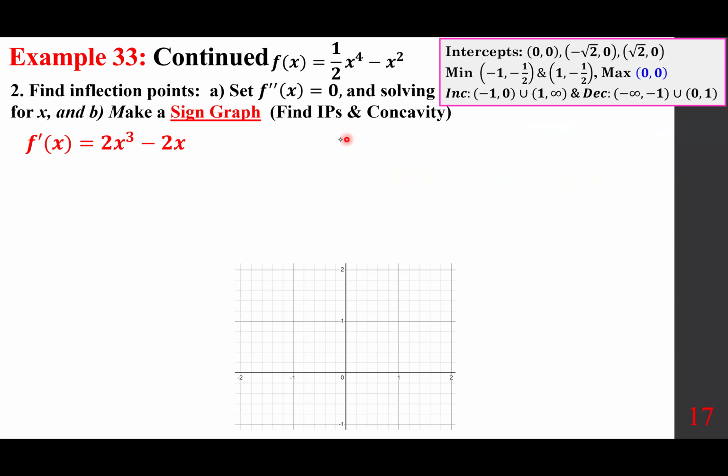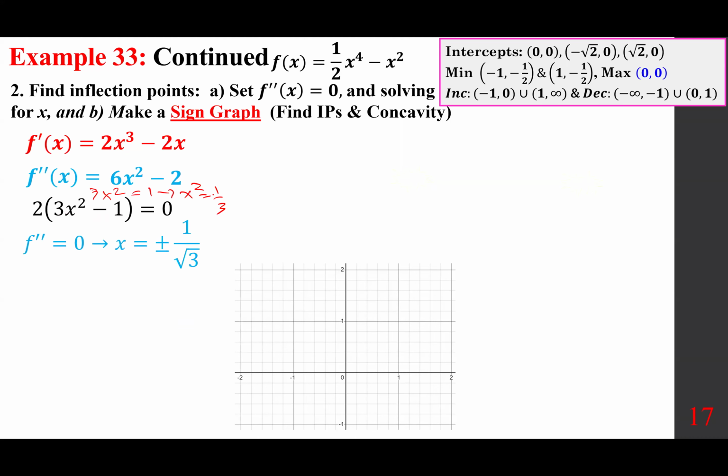Now, this is the information from the previous page, and we want to add the inflection point. That means we are going to find f double prime. So everything from the previous page, f of x, f prime of x, intercepts, the rest of them. So this one, we are going to differentiate, which means f double prime is 6x squared minus 2. Setting it equal to 0 requires factoring. We're going to factor the 2 out. 3x squared minus 1 is 0. That means 3x squared is 1, x squared is 1/3, and therefore x is plus or minus 1 over square root of 3.